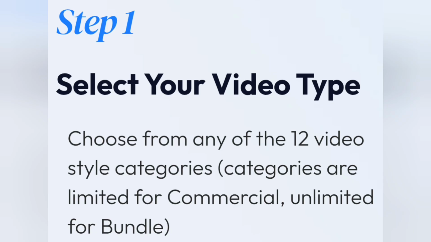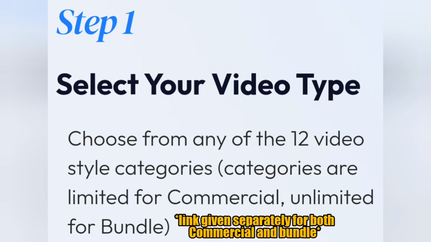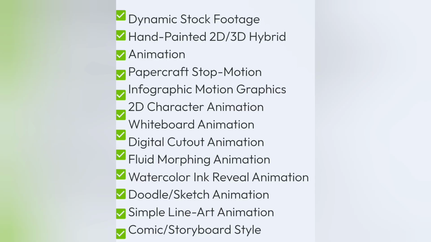Step 1, select your video type. Choose from any of the 12 video style categories. Categories are limited for commercial, unlimited for bundle. Dynamic stock footage, hand-painted 2D/3D hybrid animation, papercraft stop motion, infographic motion graphics, 2D character animation, whiteboard animation, digital cutout animation, fluid morphing animation, watercolor ink reveal animation, doodle sketch animation, simple line art animation, comic storyboard style.